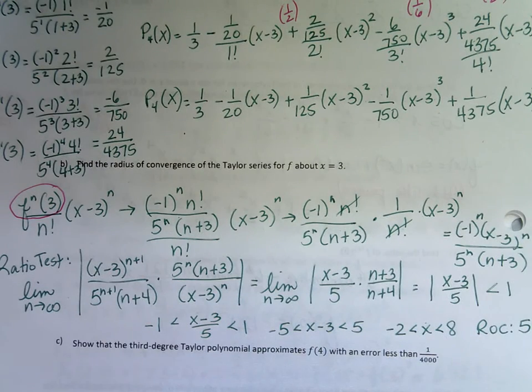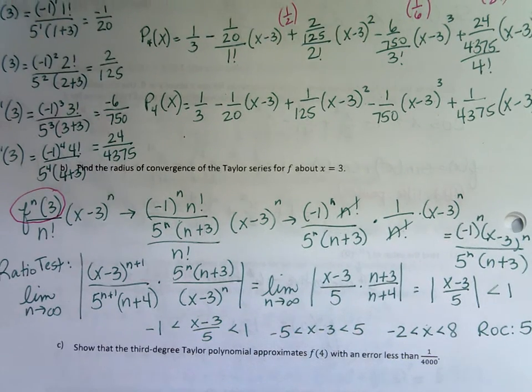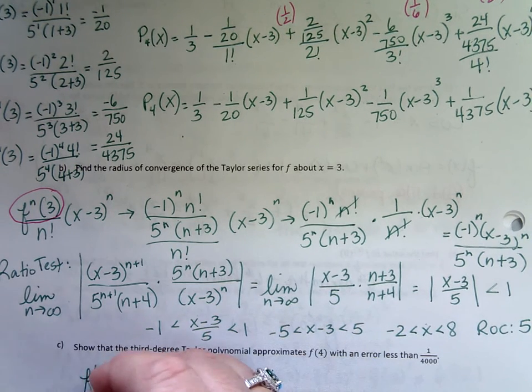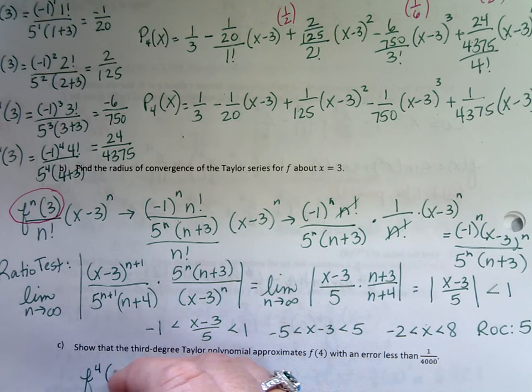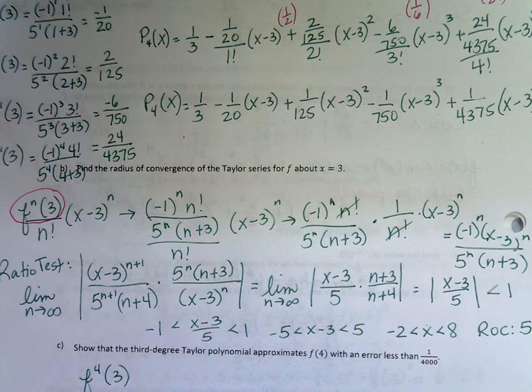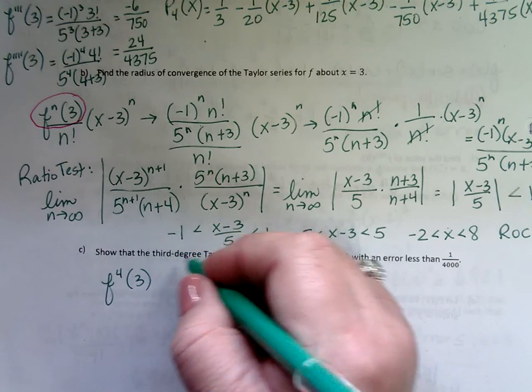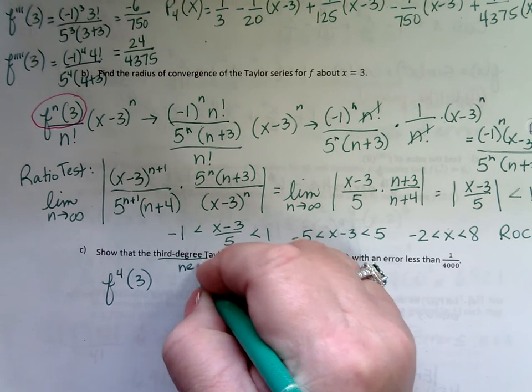All right, part C. Show that the third degree Taylor polynomial approximates f of 4 within an error less than 1 over 4,000. So I'm really looking for the fourth derivative at 3. It's a third degree that they're looking for. In order to approximate the error, you have to go one more past that. So what you're looking for is the next term. Remember, we saw that in other parts too, that it's the next term. So it will be the fourth power for this thing.